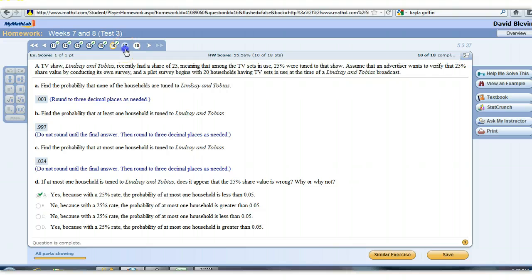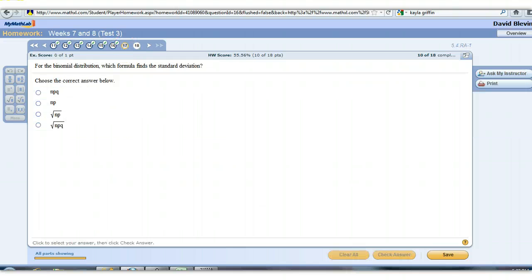Alright, and then remember, 17 and 18, they're just telling you the shortcut formulas for standard deviation. So in this case, npq is your standard deviation formula. Take that square root. And then in 18, they want the mean. So the mean is just n times p.